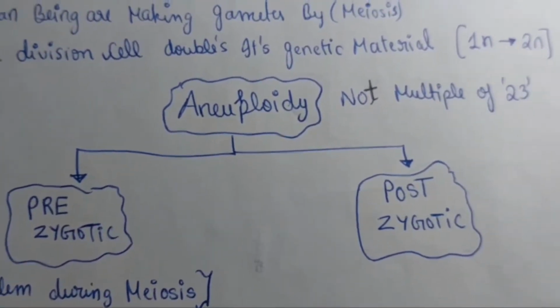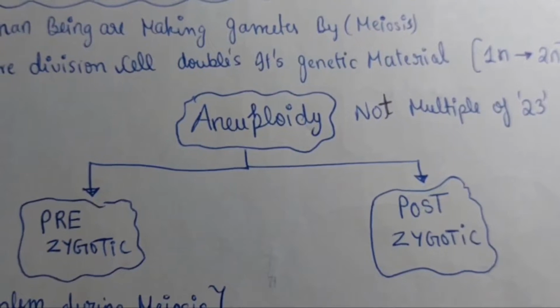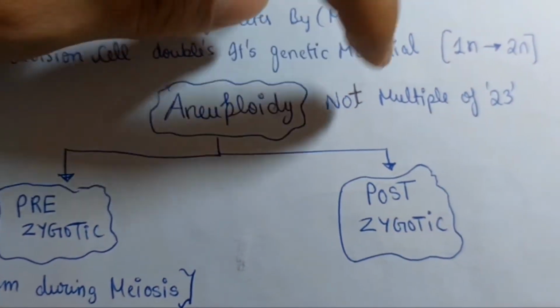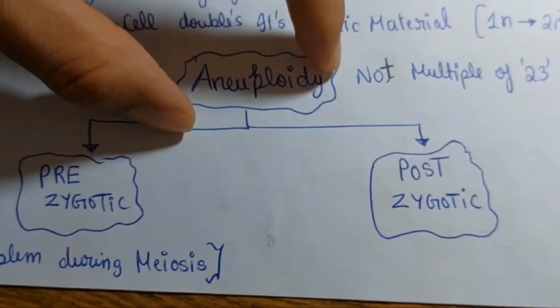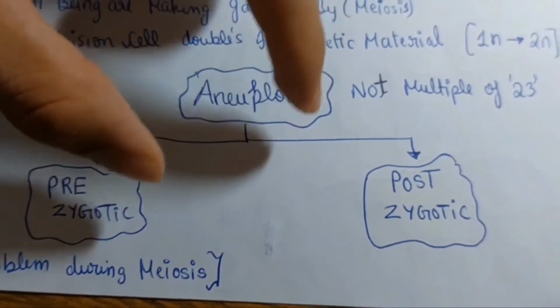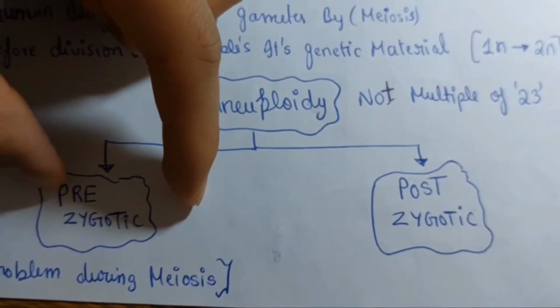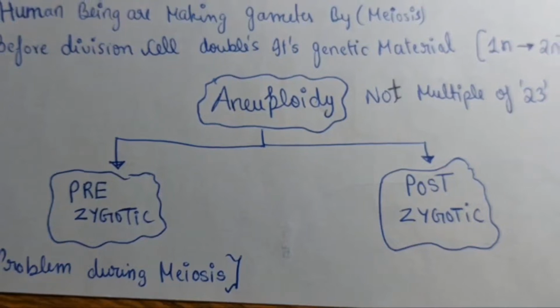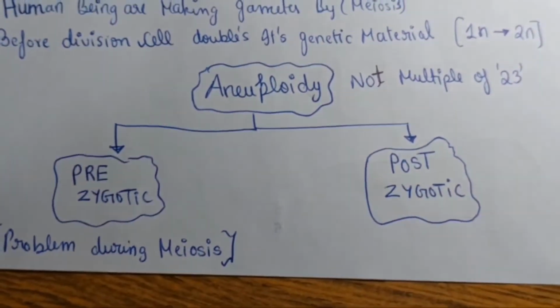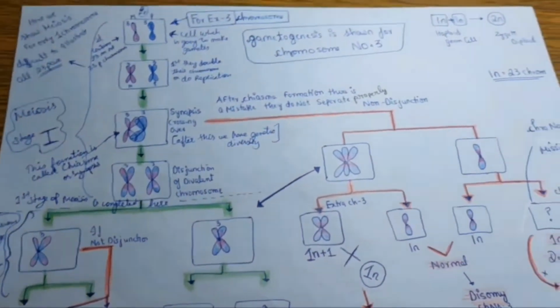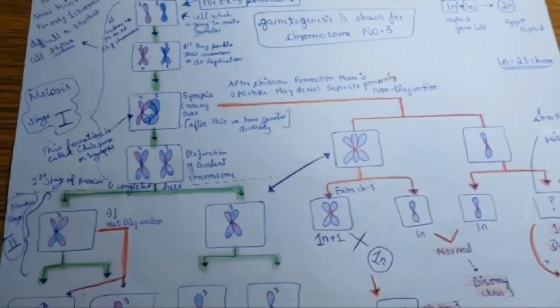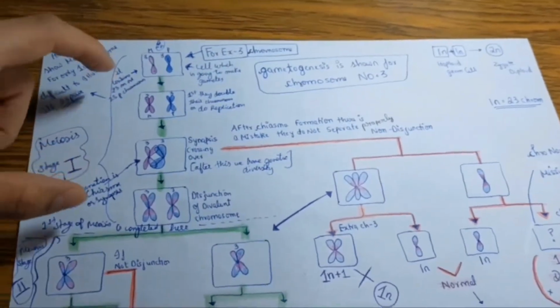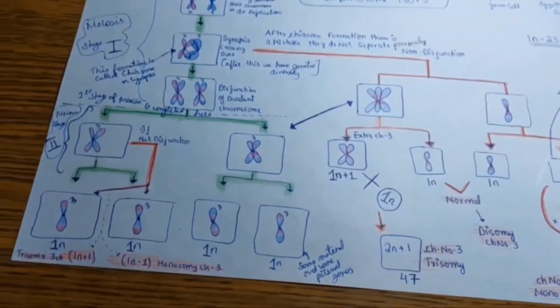So now we remember that aneuploidy is a numerical problem in which the total number of chromosomes is not a multiple of 23. So aneuploidy can occur as a problem during meiosis or post-zygotically. Okay, so now we are going to discuss the problem during meiosis. So aneuploidy can occur during meiosis, either in meiosis stage 1 or in meiosis stage 2.